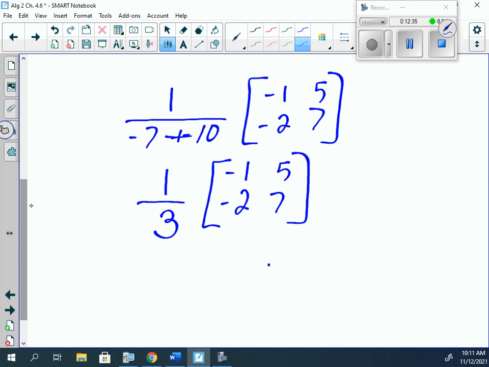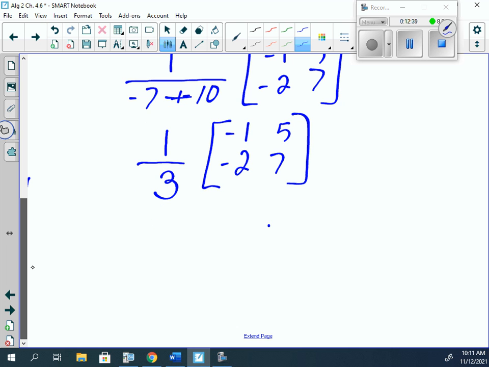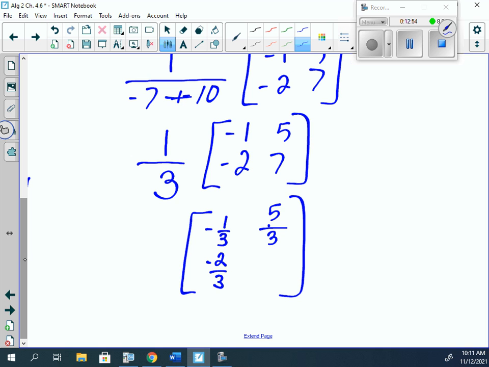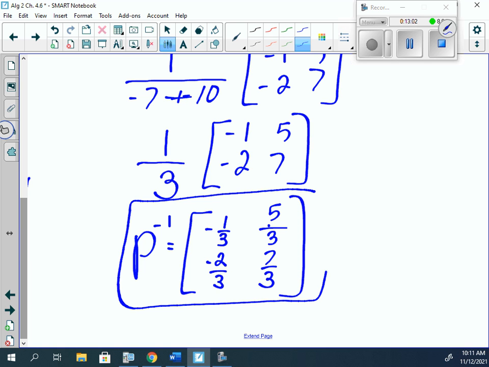Now we just need to multiply everything in the matrix by 1/3. So 1/3 times negative 1 is negative 1/3. 1/3 times 5 is 5/3. 1/3 times negative 2 is negative. And lastly, 1/3 times 7 is, so this here is P inverse. And if we multiplied P inverse and P together, we would get the identity matrix. Any questions on any of this here? Bless you. We good with this here? Yes?